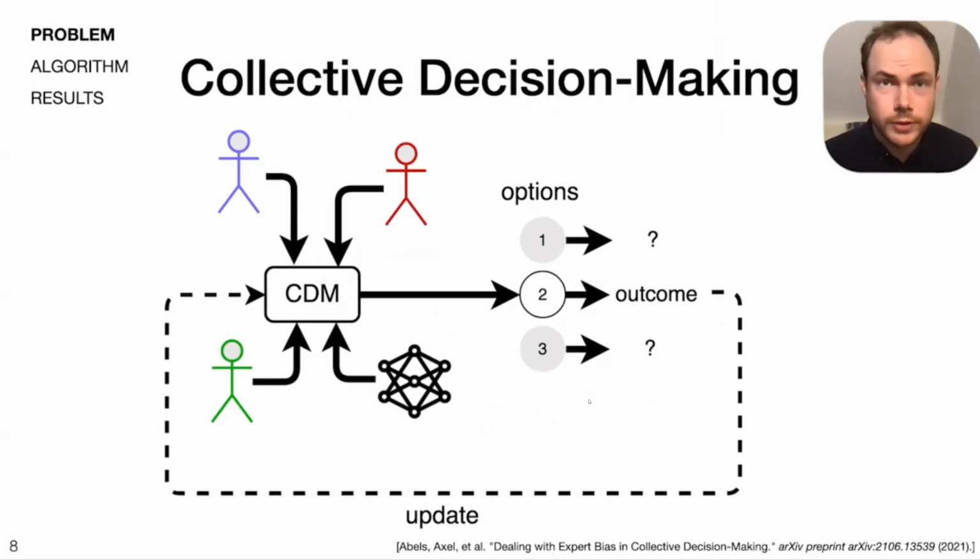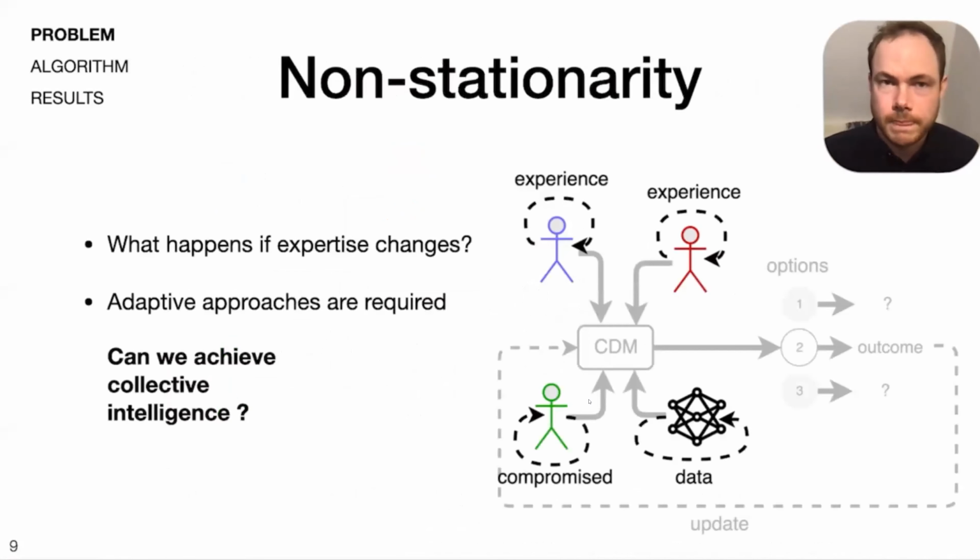Our aim is still to figure out what the best option is, but now we have some expertise to base our decisions on. These experts could be either humans or some statistical model. Anyway, the point is that we'd like to listen to what they're telling us and figure out over time which one of these experts are actually telling us something useful. Now, to complicate matters a bit more, we'll also take into account that the experts might change over time. So whether this is a result of new experience or data, or maybe an expert is compromised somehow, we'd like our system to be robust to changes in expertise.